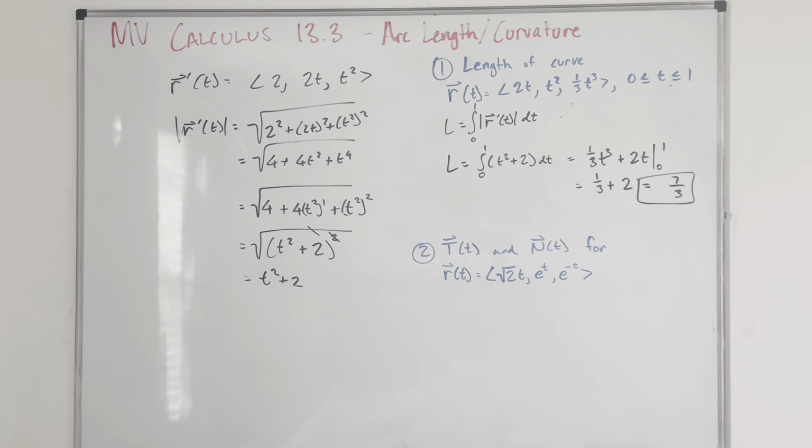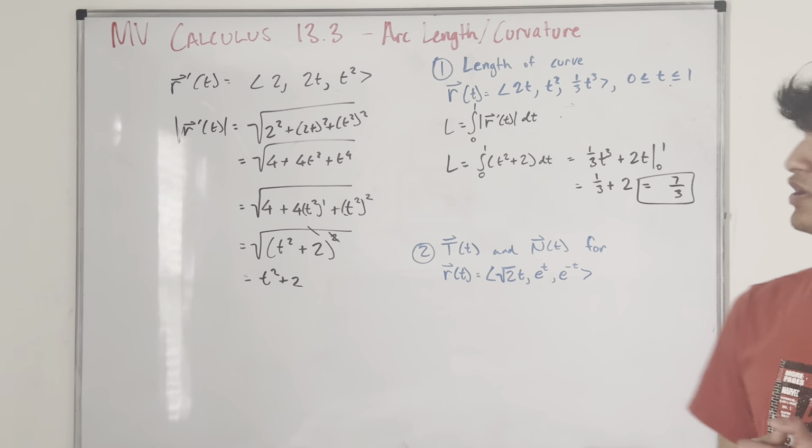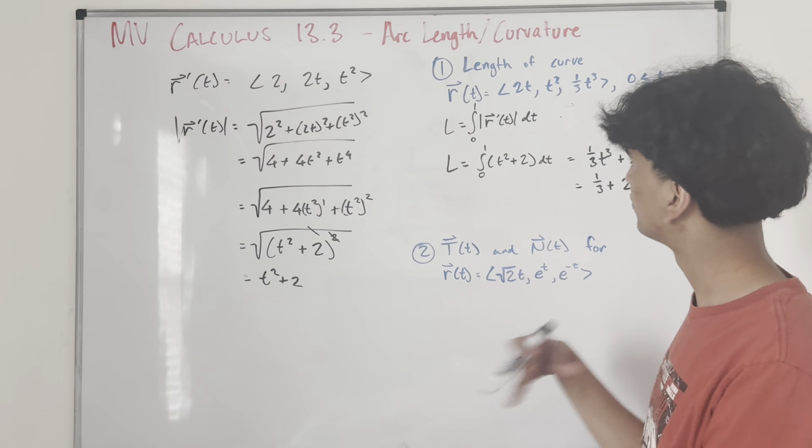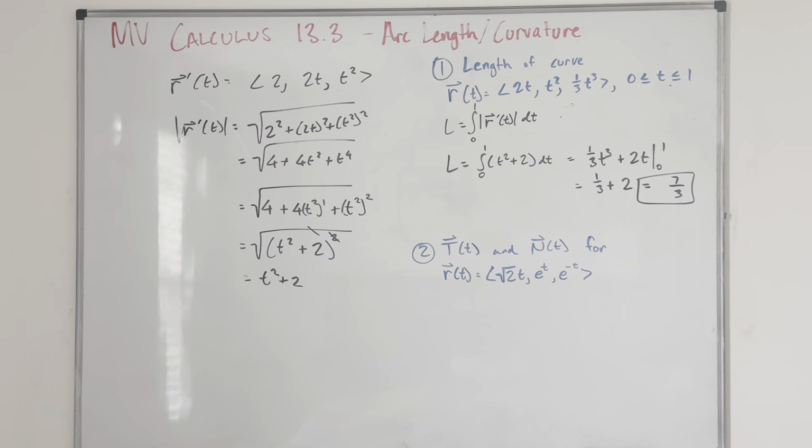When I substitute in the 1, I don't really have to worry about the 0, because it's this plugged in 1 minus this plugged in 0, and when I plug in 0, it all becomes 0. So I just plug in 1 and I get 7/3. So that was a really quick way to find the length of the curve. You're just taking that integral.